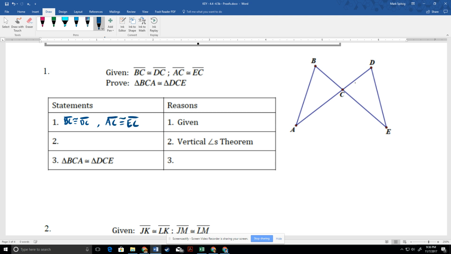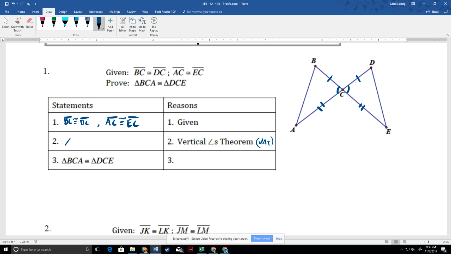And of course, I'm not done there. I need to go over and draw them on the diagram here. So we're marking BC is congruent to DC, and AC is congruent to EC. Okay. And then this is also VAT. Vertical angles theorem says two vertical angles are congruent, which our vertical angles are going to be here and here.